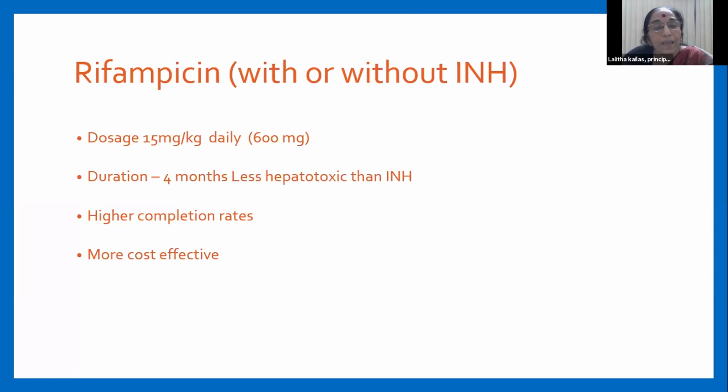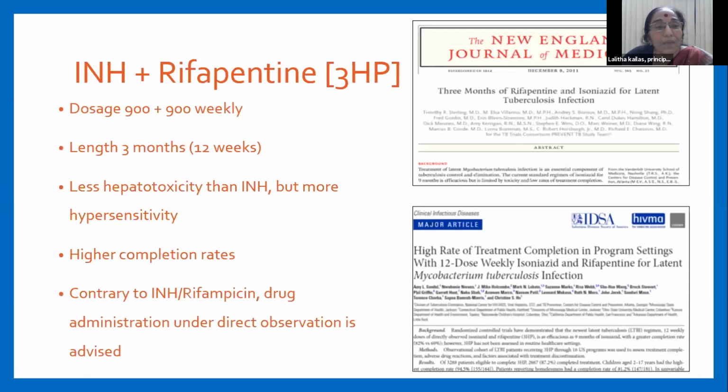Rakesh, next. That is the one we have been discussing, that is INH with rifapentine. And this is the one more accepted by the WHO, and the length is only 12 weeks. There is less hepatotoxicity than with INH alone for 10 months. And also because of the shorter duration, there is a higher completion rate. So contrary to INH with rifampicin, this is not daily, this is weekly, so it has to be under direct observation. So what we have chosen, Rakesh, next slide.